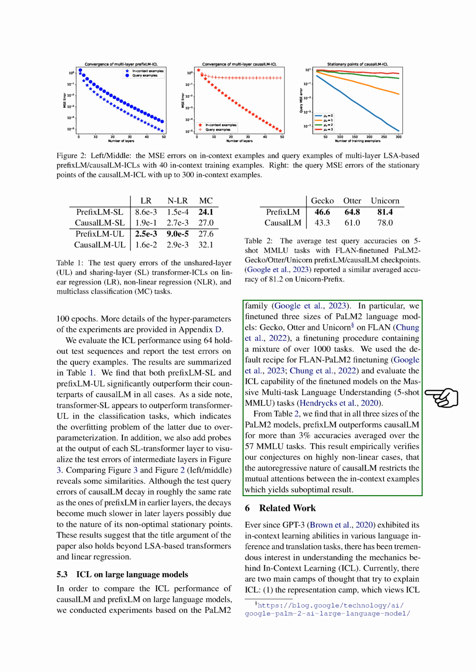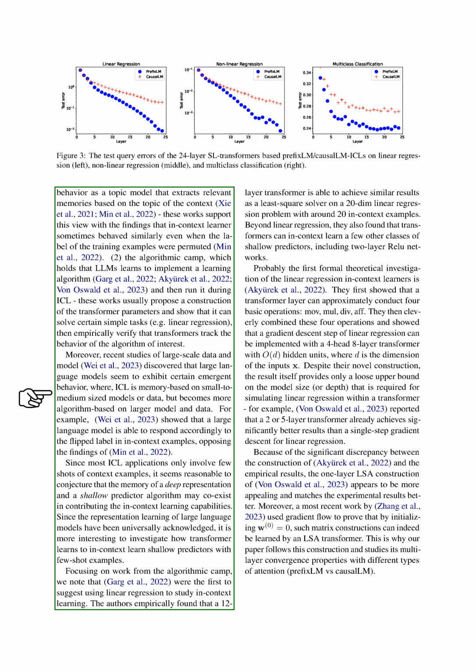The interest in understanding the mechanics behind in-context learning, ICL, has grown significantly since GPT-3 demonstrated its abilities in various language inference and translation tasks. There are 2 main theories that attempt to explain ICL. The first, the representation theory, suggests that ICL behavior is a topic model that extracts relevant memories based on the context's topic. The second, the algorithmic theory, proposes that large language models learn to implement a learning algorithm and then run it during ICL.